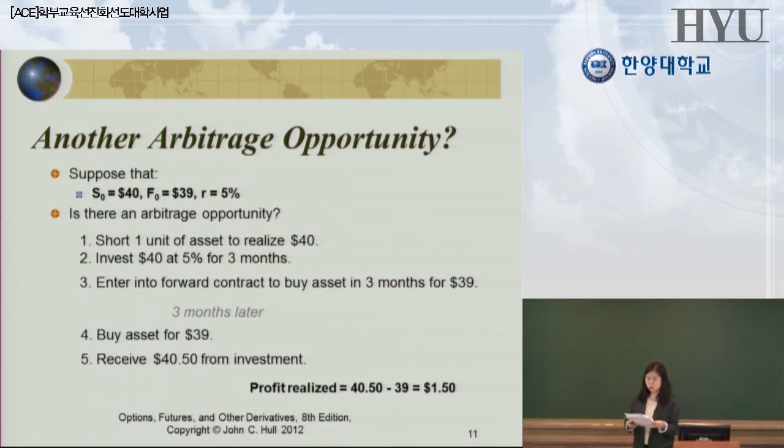There were arbitrage opportunities in both of the two situations. Then, under what circumstances do arbitrage opportunities not exist? The first arbitrage works when the forward price is greater than $40.5, and the second arbitrage works when the forward price is less than $40.5. So we can deduce that for there to be no arbitrage, the forward price must be exactly $40.5.